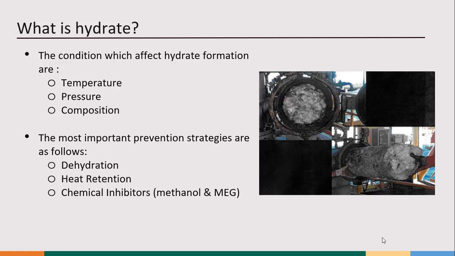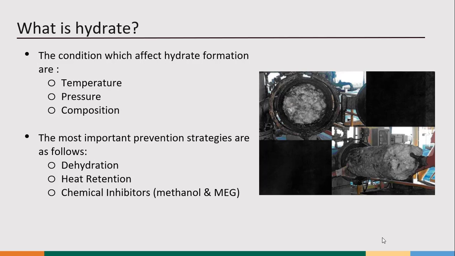What we do to reduce the problem is, first, we dehydrate the gas. Dehydrate means we remove the water content. If there is no water content or very little water content, there will be a very low probability of getting hydrates. Or we keep the gas at a higher temperature, since high temperatures tend to avoid hydrate formation.